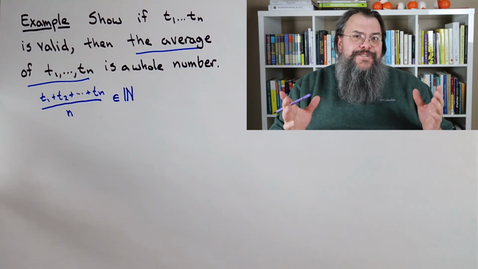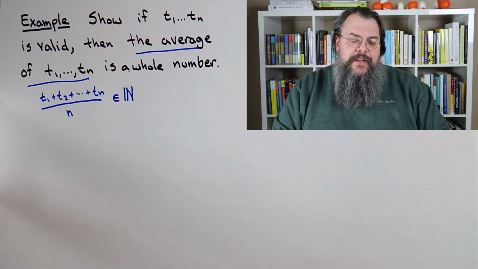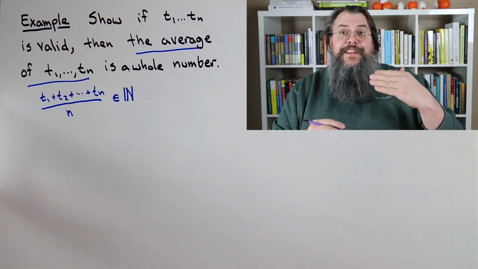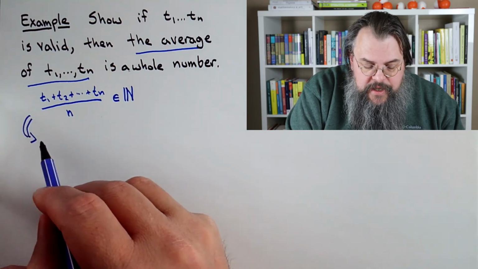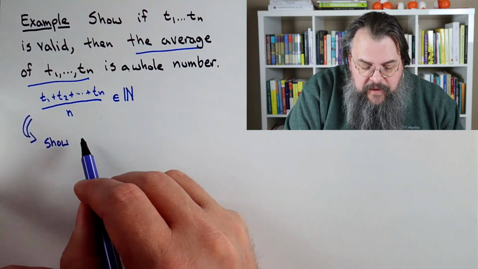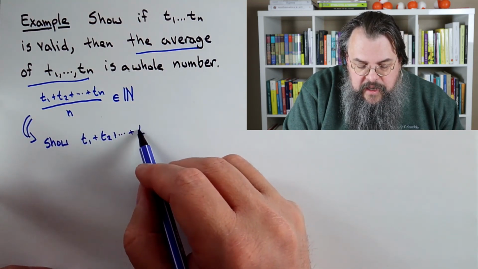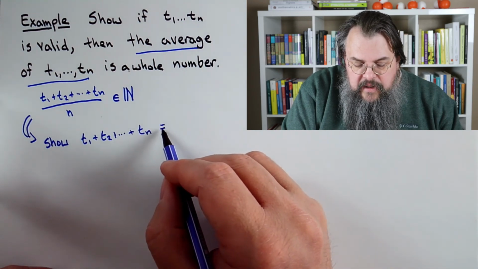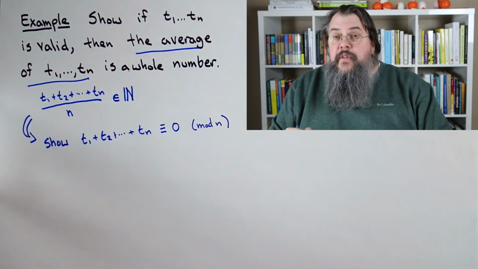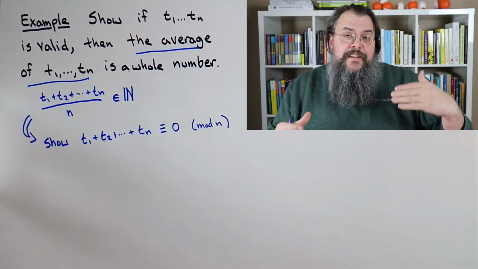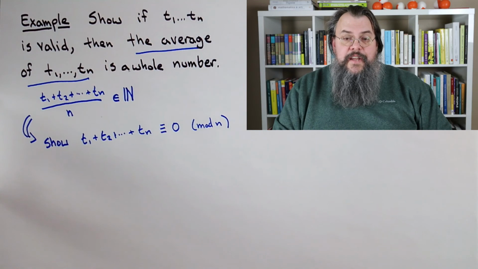Okay, so where to begin? Now, one way we can think about it is to say that means that n divides this. So really, this is the same thing as saying that we want to show the following, namely that T1 plus T2 plus so forth and so on up to T sub n is congruent to 0 mod n. These are equivalent statements. To say that n divides a number is the same as saying that that number is congruent to 0 mod n.